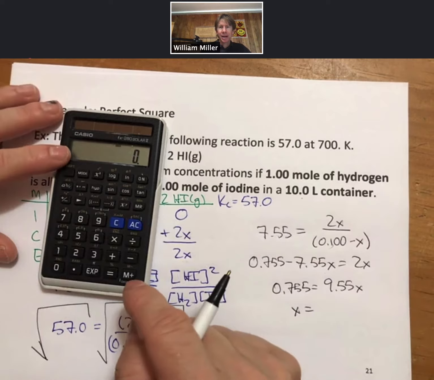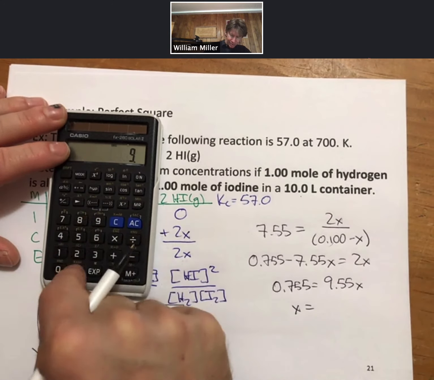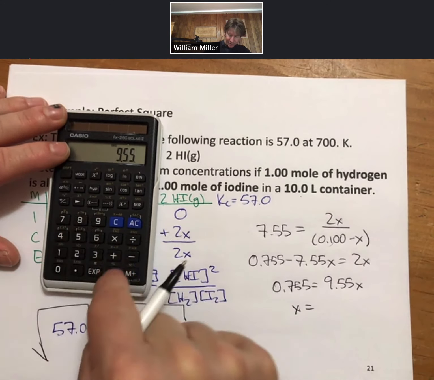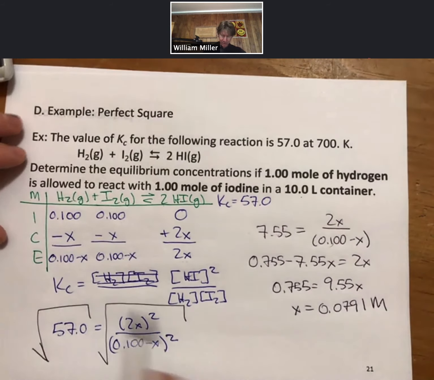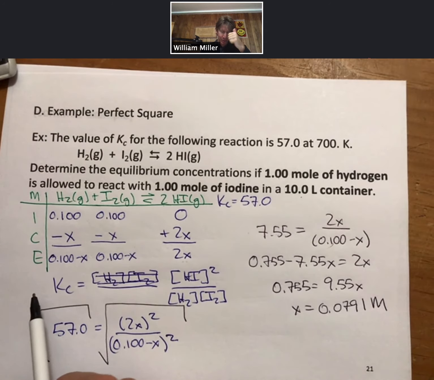So divide: 0.755 divided by 9.55, 0.0791 molarity. And good, let's check. Good, it's less than our initial concentration. That's a good sign that the math works.